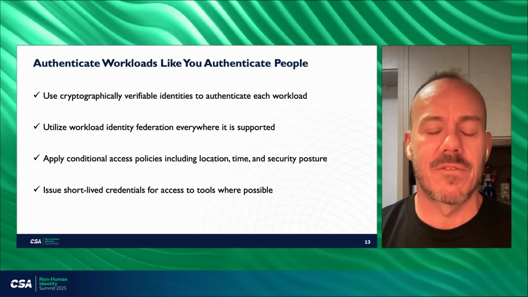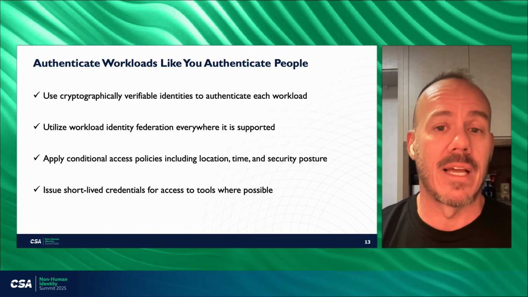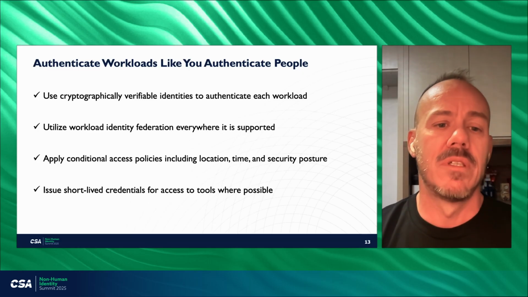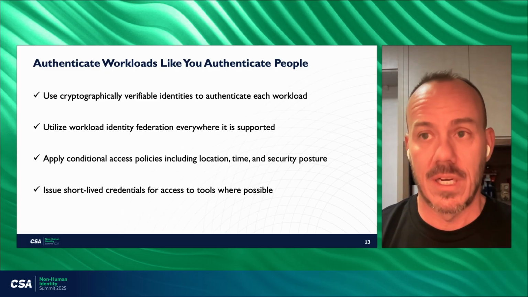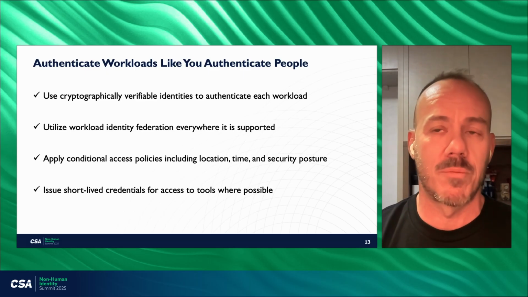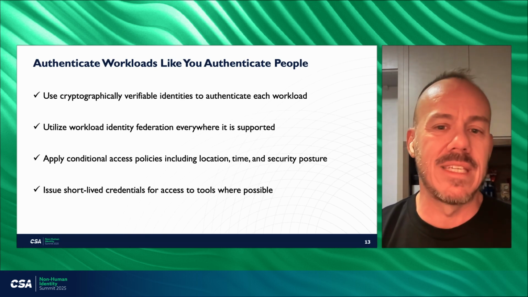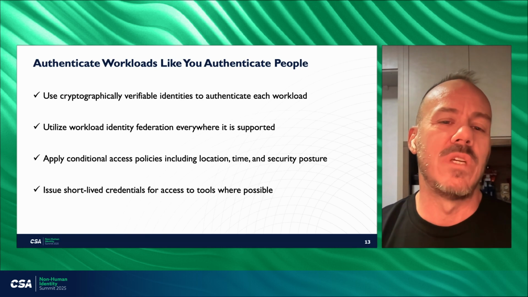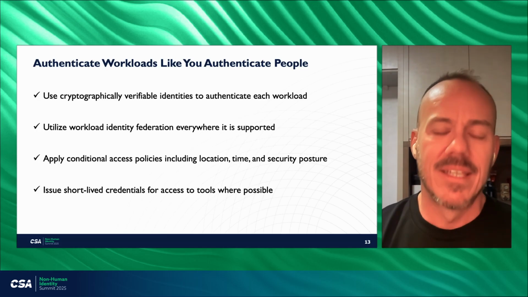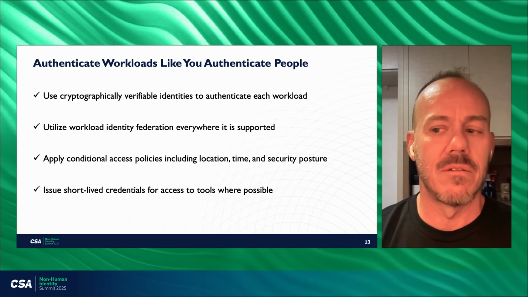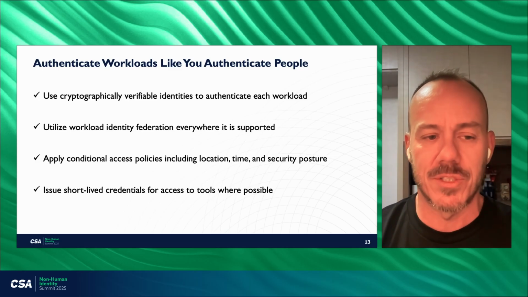So some of the mechanisms for authenticating workloads is, first, we need to use cryptographically verifiable identities to authenticate each workload. We need to utilize workload identity federation everywhere it's supported. So all of the major cloud providers support this today, but many SaaS providers, for example, do not. Again, the perfect is the enemy of the good, and we should utilize advanced authentication where we can, and we need to gracefully degrade to support the real world where we can't do identity federation.